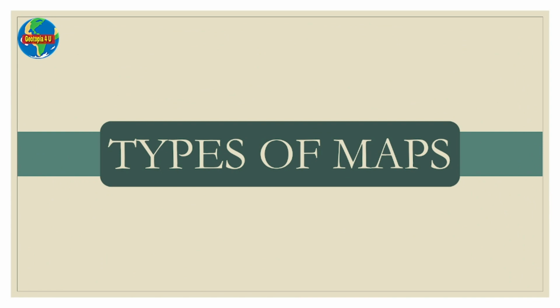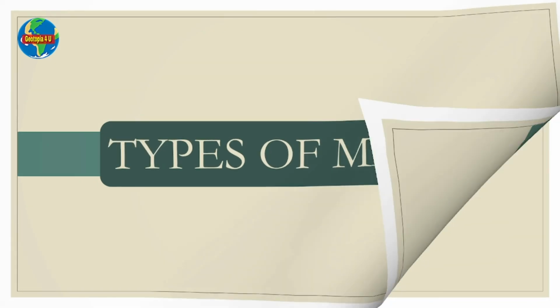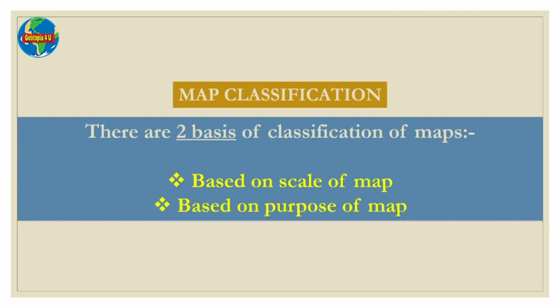Now we shall have a look at the various types of maps. There are two bases of classification of maps. Number 1 is based on scale of map and number 2 is based on purpose of map.